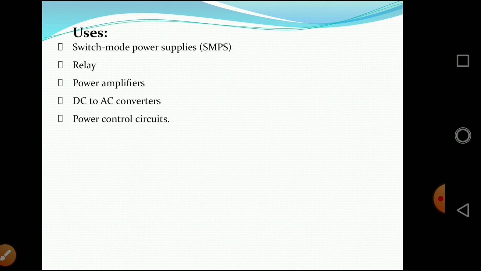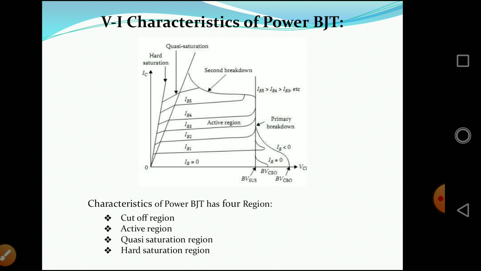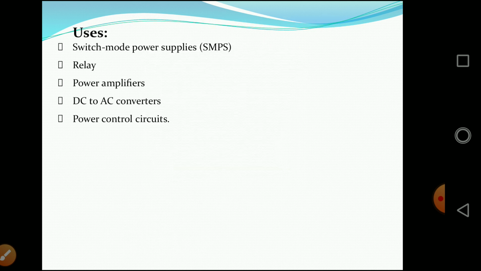Next, the characteristics of a power BJT, which are divided into four regions. In the cutoff region it is used as an open switch, in the active region as an amplifier, in saturation as a closed switch. Again, the saturation region has two types, quasi saturation and hard saturation. Quasi saturation is for low power applications, and hard saturation is for high power applications. So this is all about power BJT.